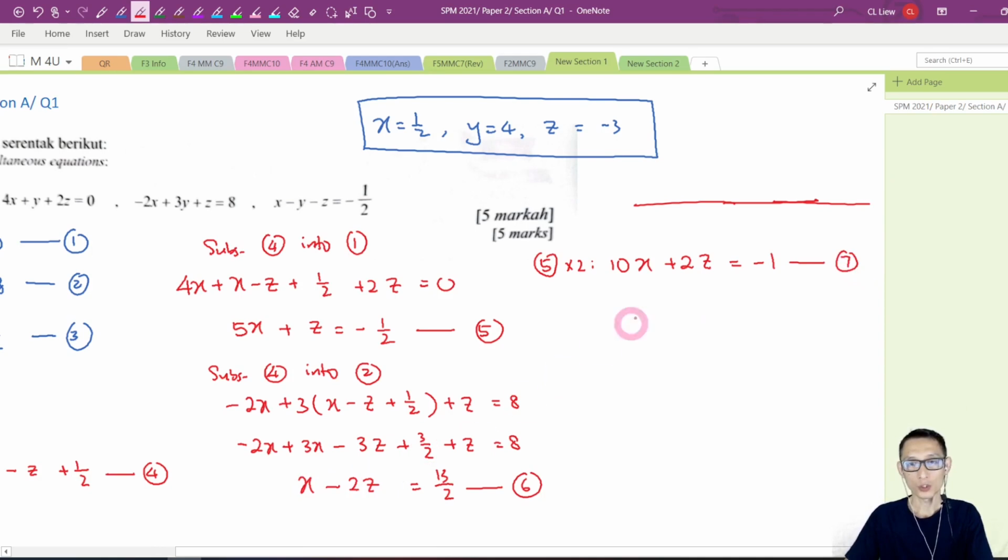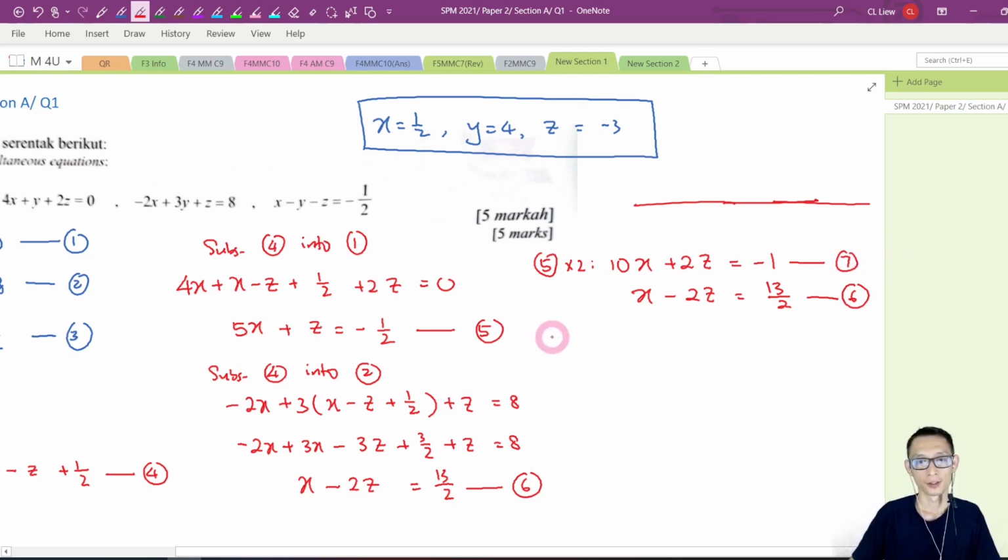So let me copy this one over here so that easier for me to solve it. So x minus 2z is equal to 13 over 2. Now I can eliminate the z easily. Okay, now you see this is positive 2z, this is negative 2z, so we can eliminate the 2z easily. So I'm going to take the 7th equation plus the 6th equation. So 10x plus x, you will get 11x. This plus this, you will get 0z. So we have successfully eliminated the z.